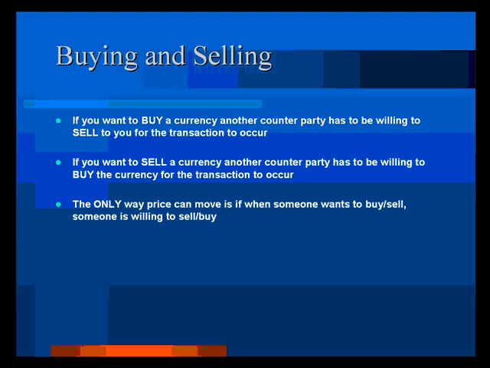And the same thing goes if you want to sell a currency. If you want to sell the euro versus the USD, somebody has to be willing to buy it. So the only way price can move is if someone wants to buy and someone is willing to sell. That's the only way prices will ever move. If the markets are only filled with buyers, then the price will remain stagnant. It will not move. But the thing with the Forex market is there's always buyers and sellers. It's just a matter of what price or how much amount you can get it at. So as a retail trader, it's just important to know that for prices to move, there has to be both a buyer and seller.